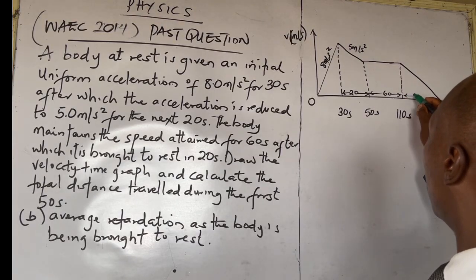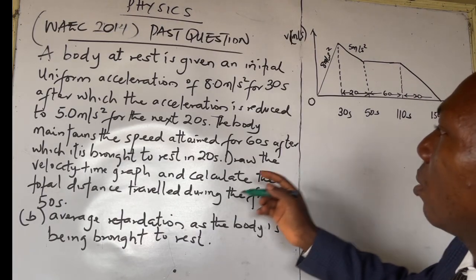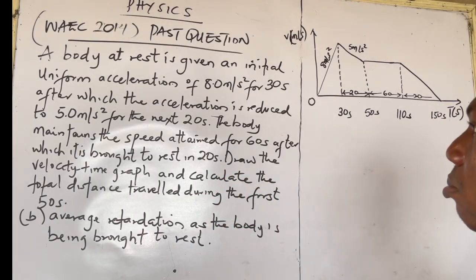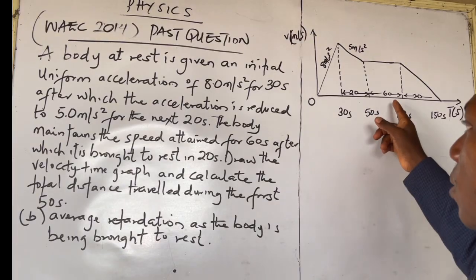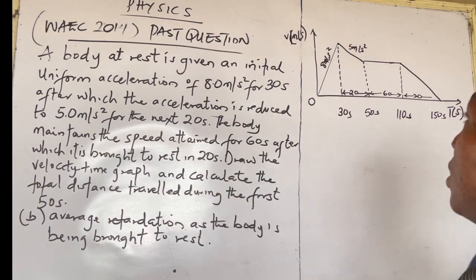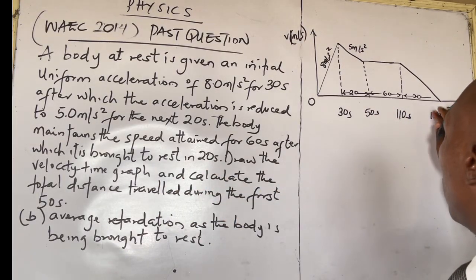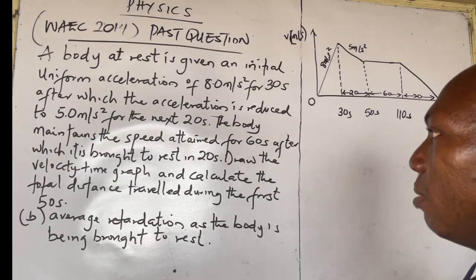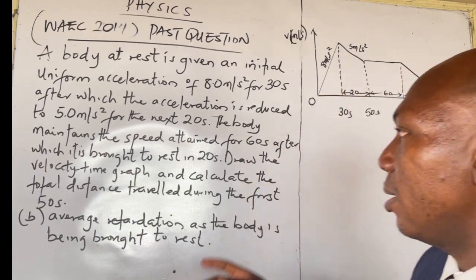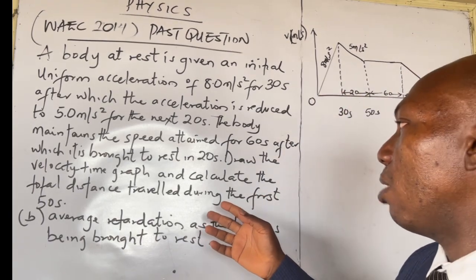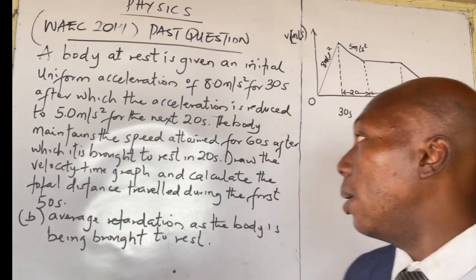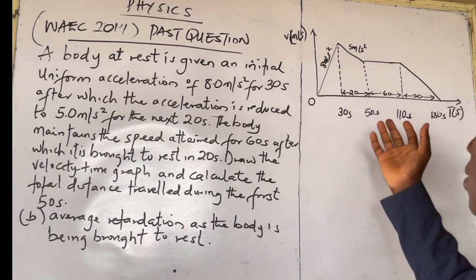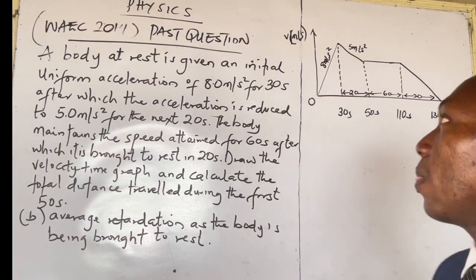So from here to here is 20, and it's brought to rest in 20 seconds. Draw the velocity time graph and calculate the distance traveled during the first 50 seconds. So this is the information given in the question, and we need to solve.